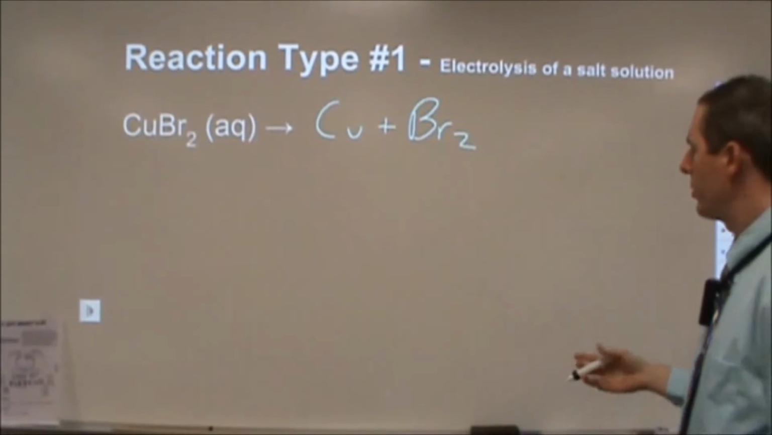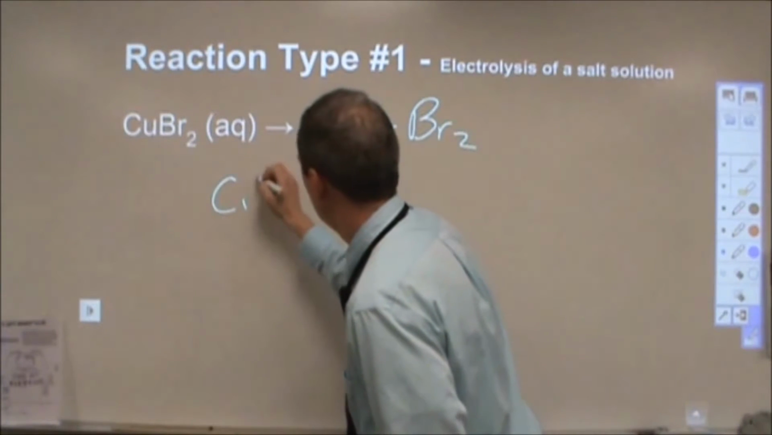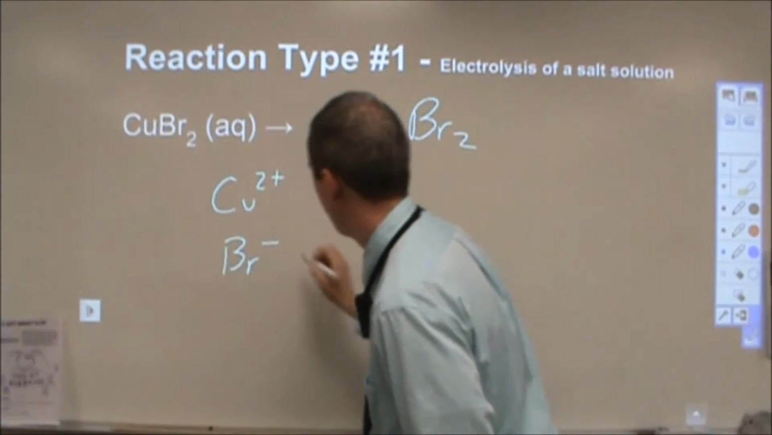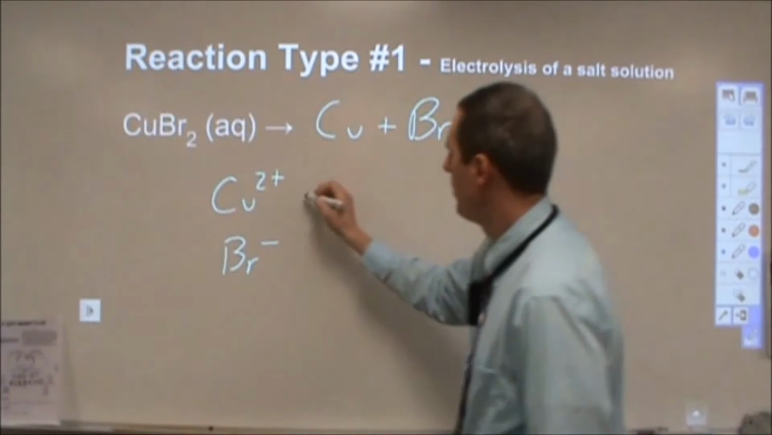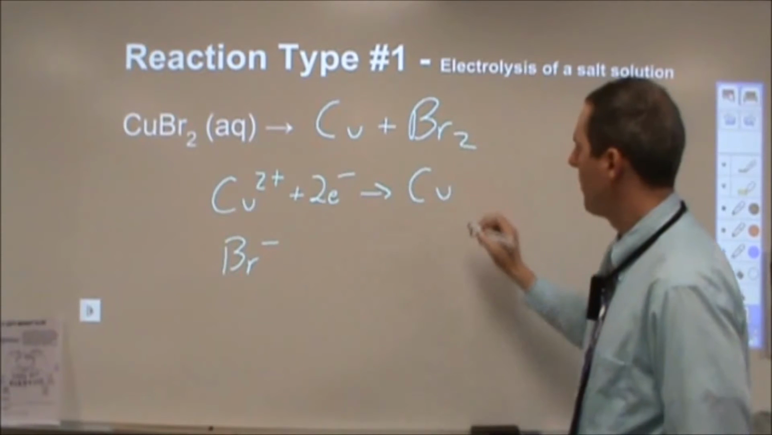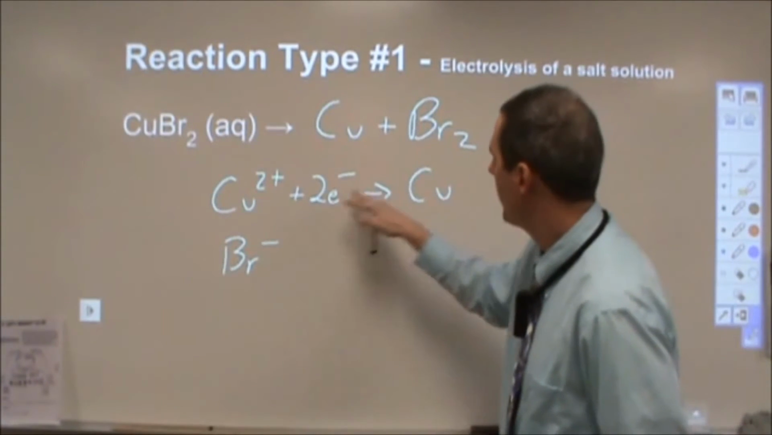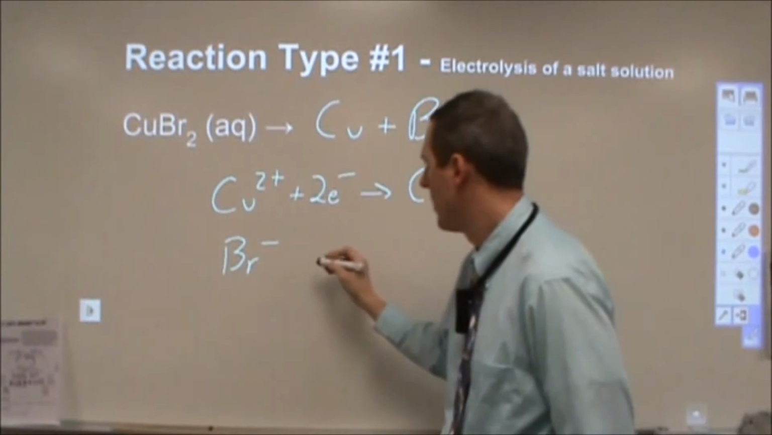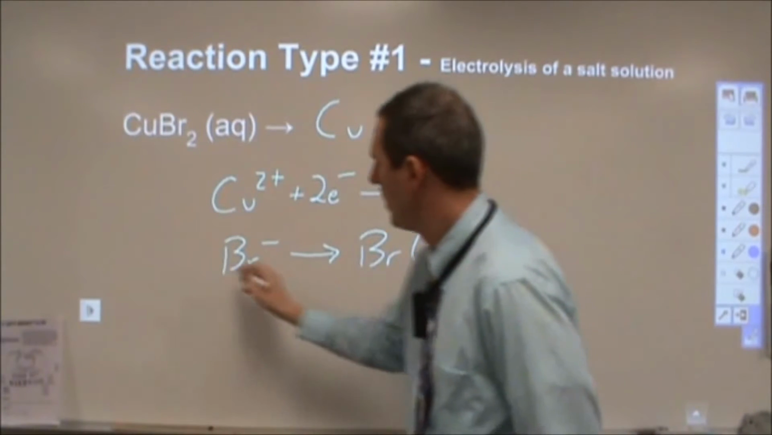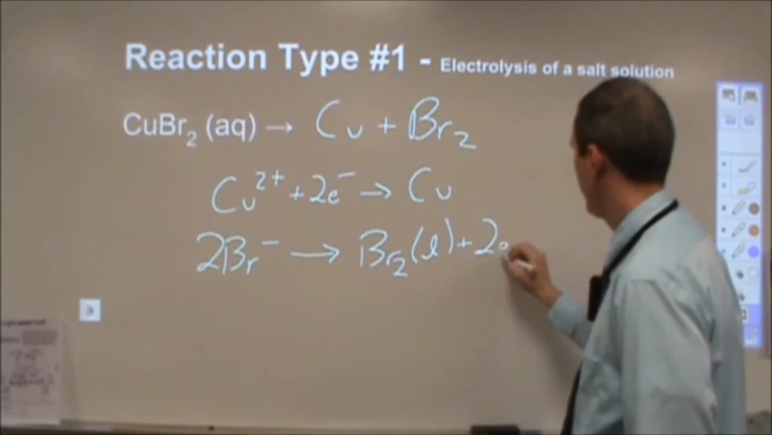Now I also want to go through and show you what happens at each end. In this particular case, we have two things happening. This salt solution starts off as copper 2+ ions and bromide ions. The copper 2+ ions will combine with 2 electrons to form copper atoms. So we'll turn the copper ions into copper metal, and that will be a reduction that occurs at the cathode. The bromide will become bromine liquid, and so 2 bromide ions will turn into bromine and 2 electrons.